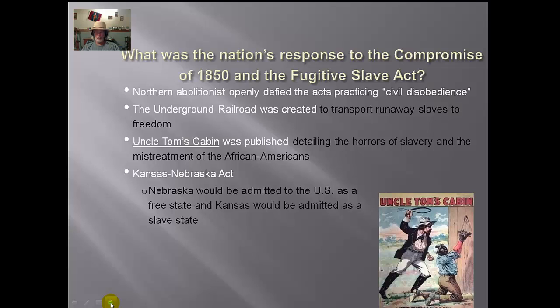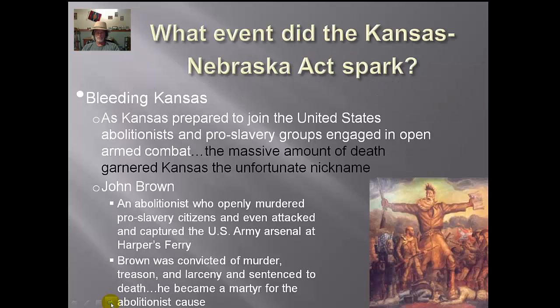The Kansas-Nebraska Act, and this one ended up really causing a lot of trouble. So Nebraska would be admitted to the U.S. as a free state, and Kansas would be admitted as a slave state. They wanted to keep that balance in government and Congress. Well, what ended up happening was what was called Bleeding Kansas. As Kansas prepared to join the United States, abolitionists and pro-slavery groups engaged in really open armed combat. And a lot of people got killed in Kansas. That's where the whole idea of Bleeding Kansas came from.